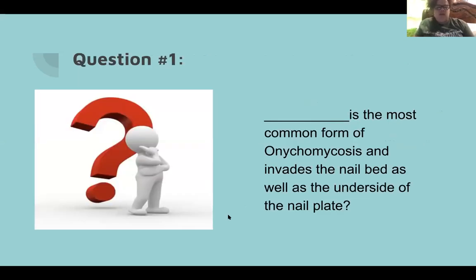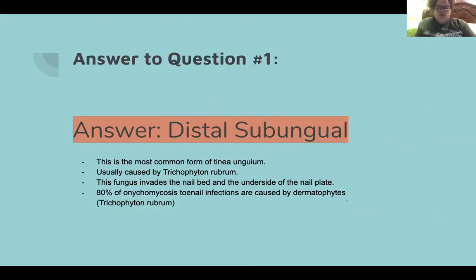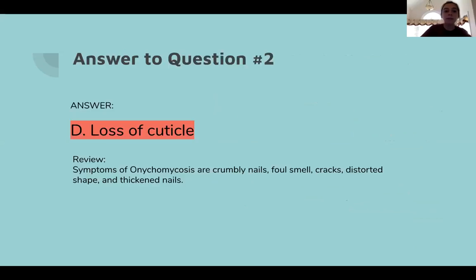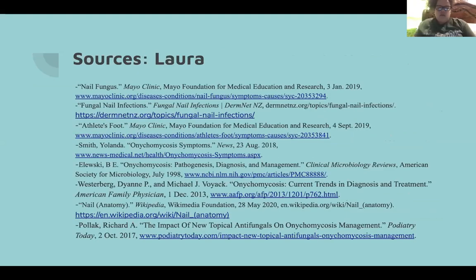And then this is our question, or one of them, and blank is the most common form of onychomycosis and invades the nail bed as well as the underside of the nail plate, which is distal subungual. And our next question is, which of the following is not a symptom of onychomycosis? And that would be the loss of the cuticle. And then this is our sources.